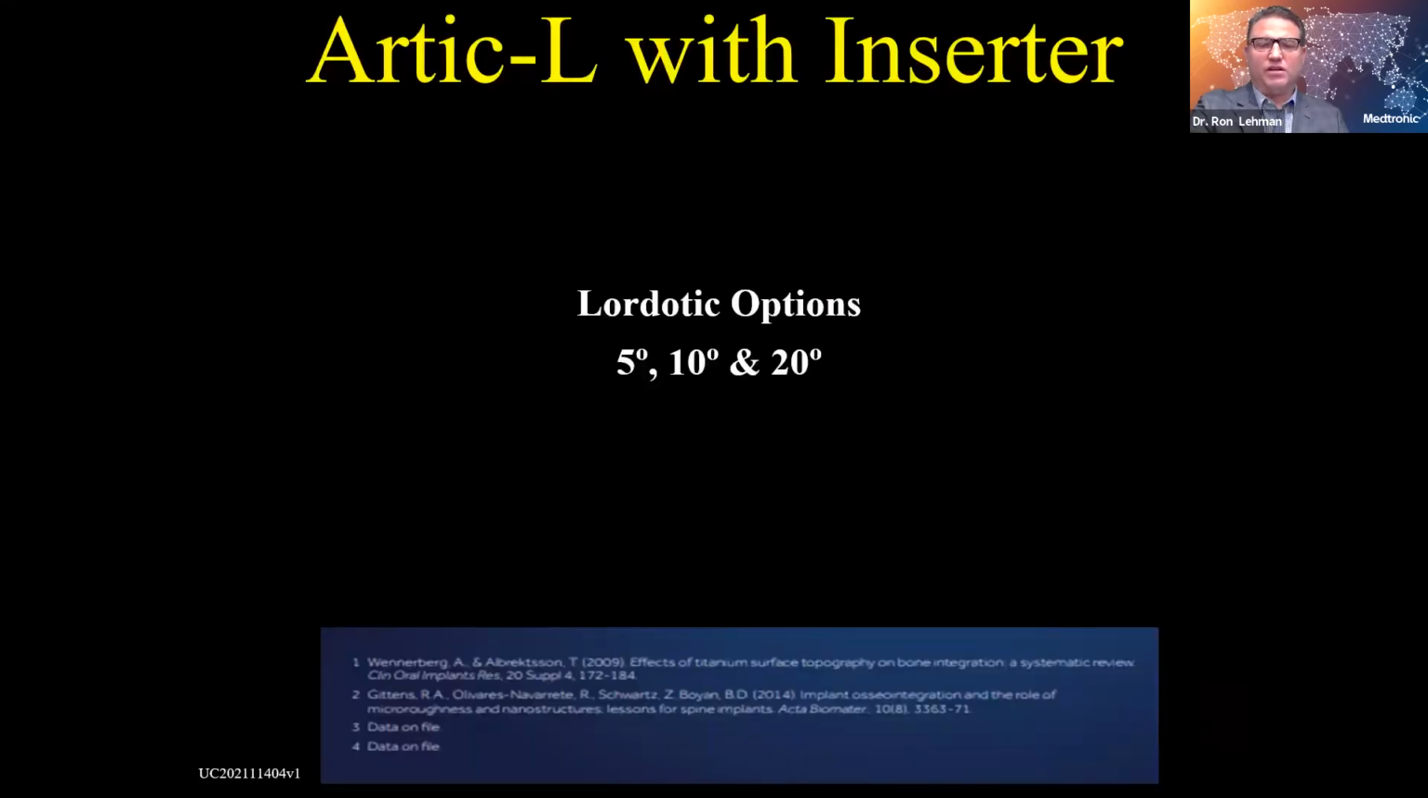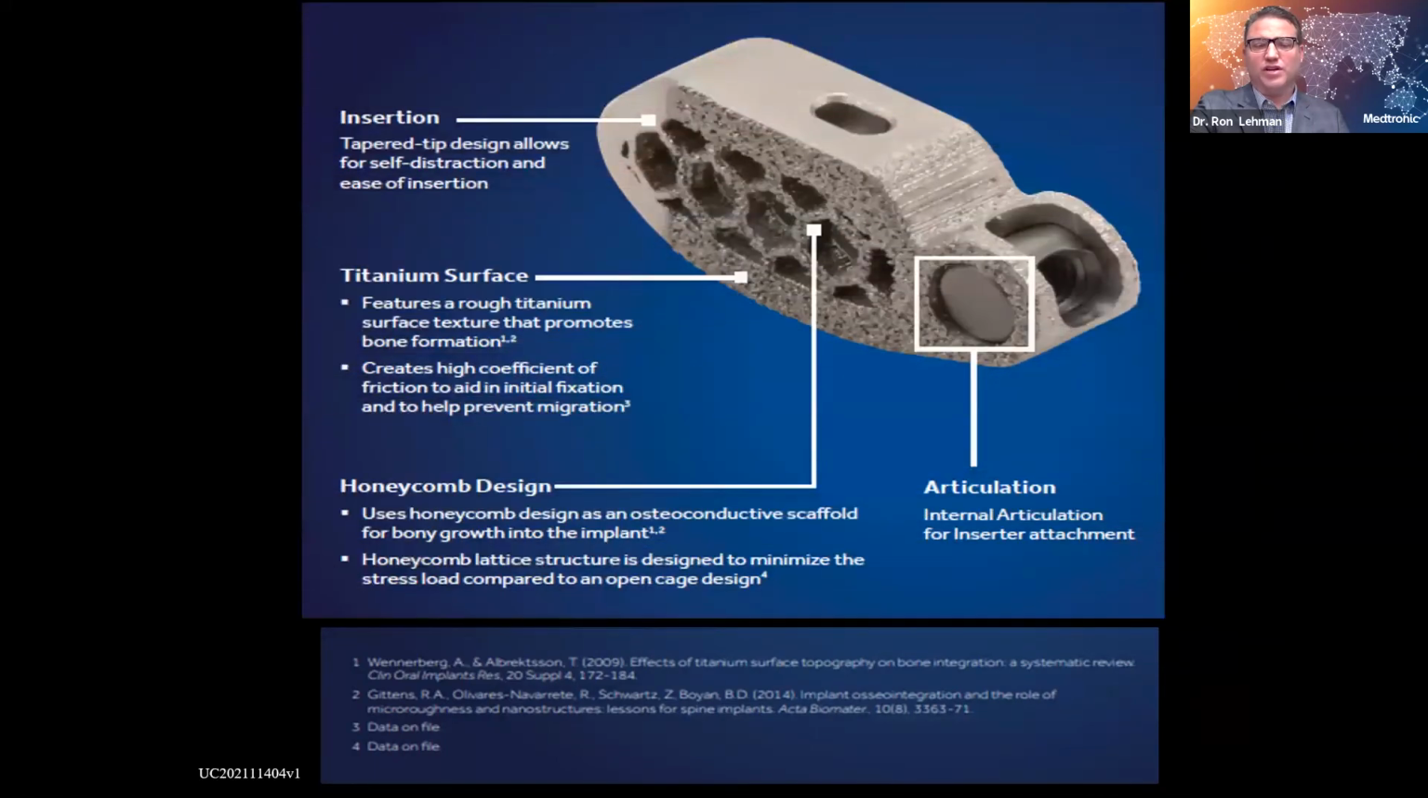Now we have implants that actually help us get lordosis, right? So now the Artic-L has options of 5, 10, and 20 degrees. In addition, it has surface technology that allows this to work really well in terms of fusion. And so previous to this, we only had implants that were 0 and 6 degrees of lordosis.